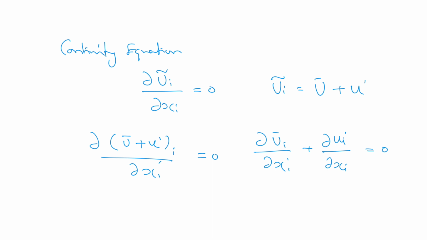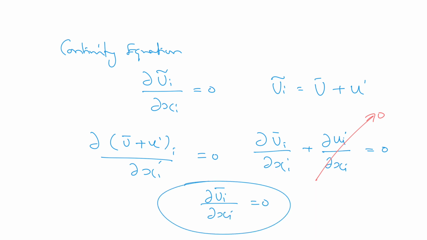We know that from the previous slide, this goes to 0. Hence our equation will be dou u_i bar by dou x_i equals 0. This will be the Reynolds averaged continuity equation.